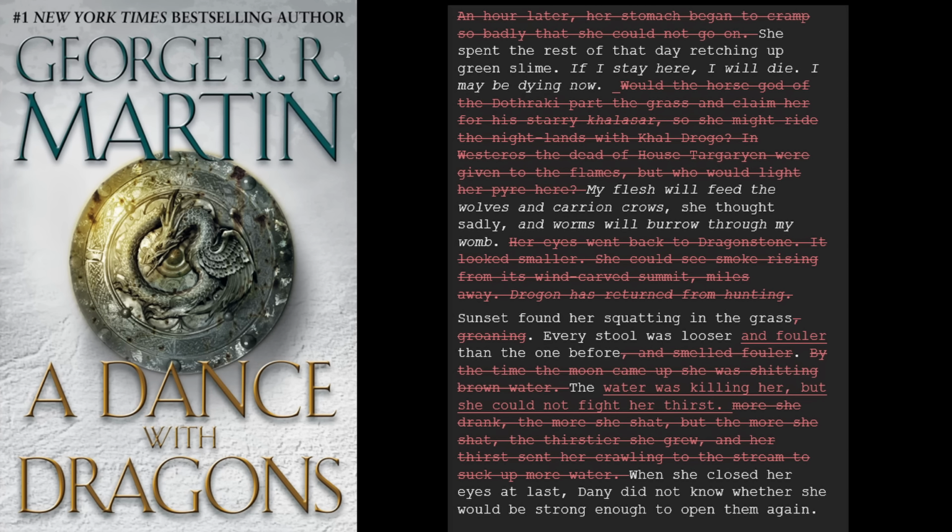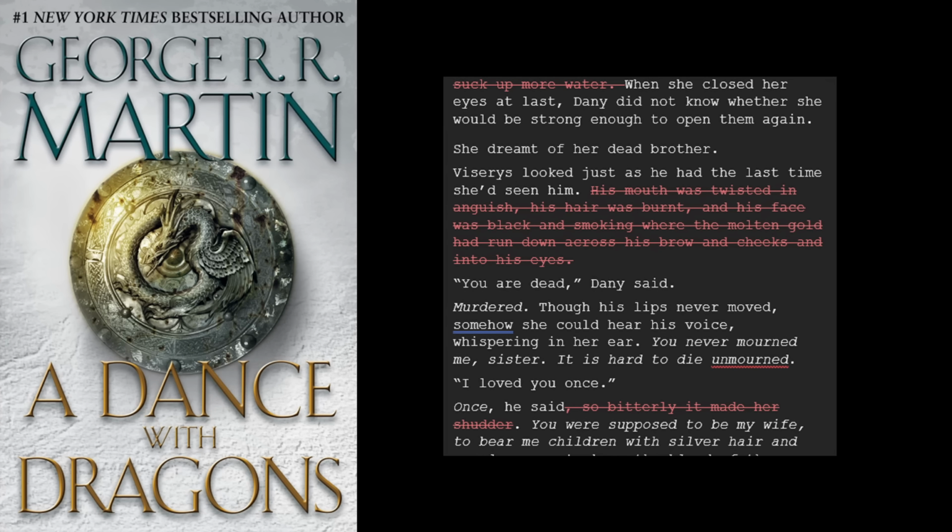When she closed her eyes at last, Dany did not know whether she would be strong enough to open them again. She dreamt of her dead brother. Viserys looked just as he had the last time she'd seen him. "You are dead," Dany said.